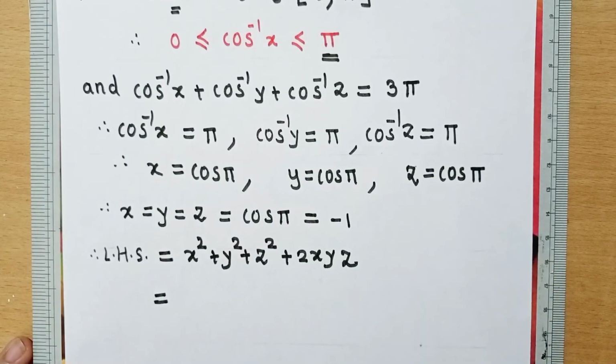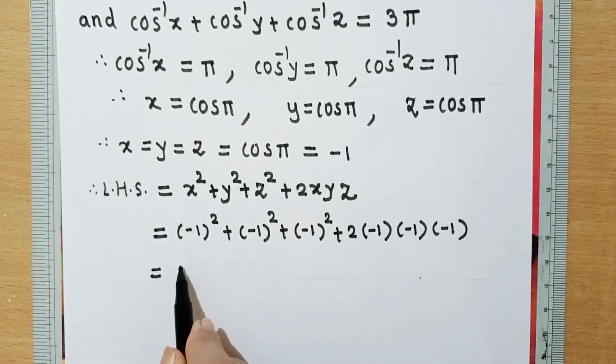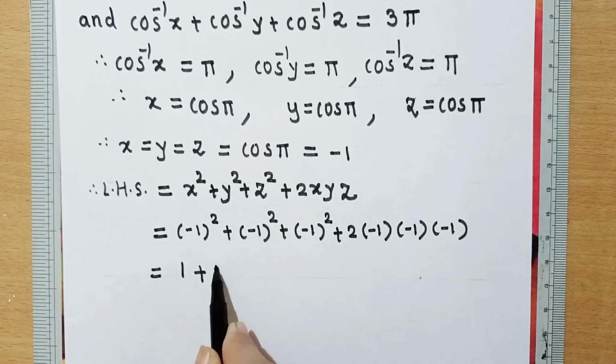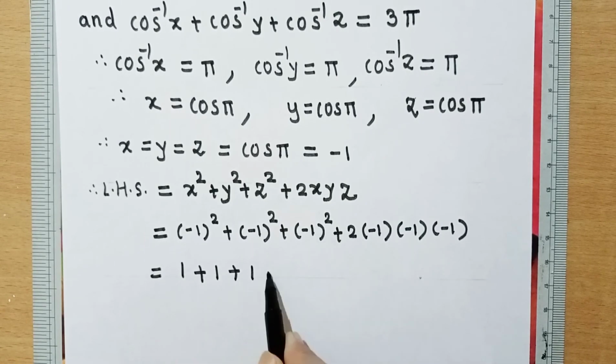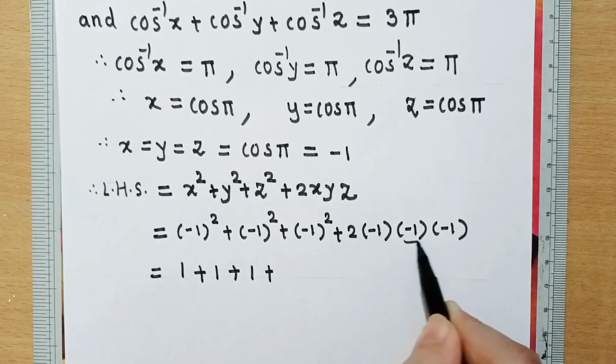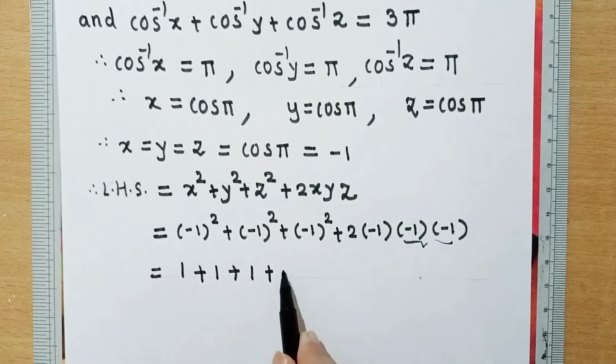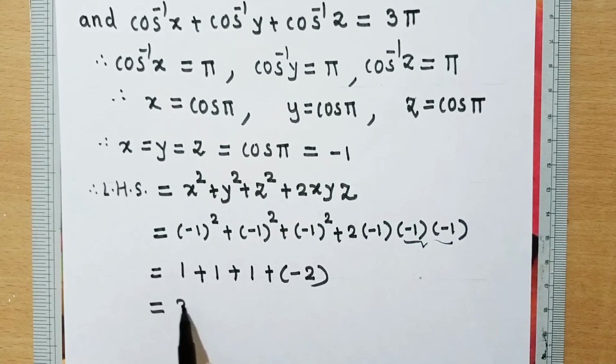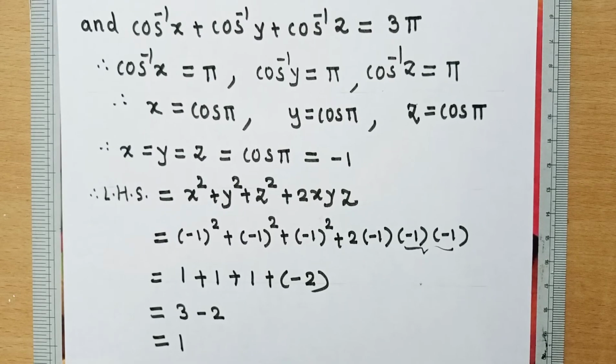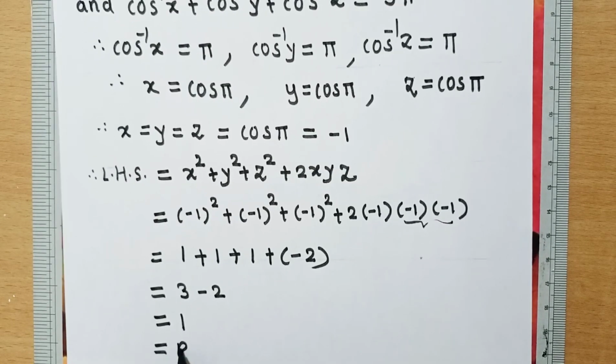So we will substitute this value in the LHS. We have again minus 1 square is plus 1, here also plus 1, here also plus 1 and then minus 1 into minus 1 plus 1, plus 1 into minus 1 minus 1, minus 1 into 2 is minus 2. So again this is 3 minus 2 and that is equal to 1 and so we have proved that the LHS equal to RHS.